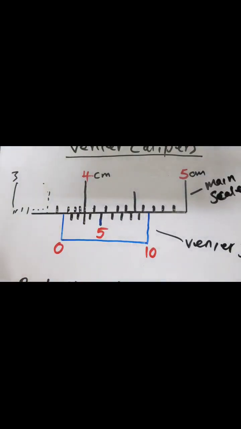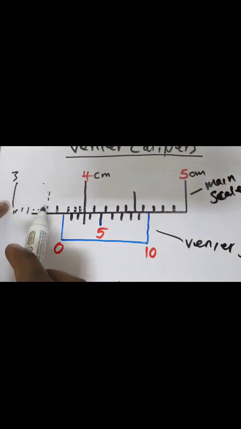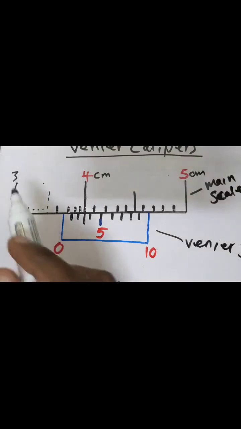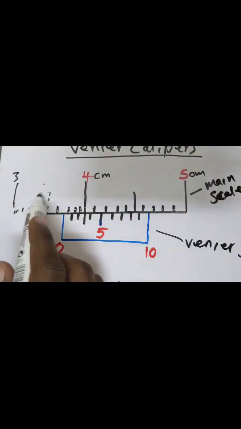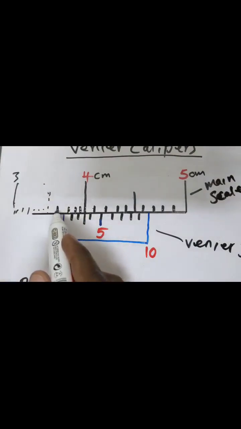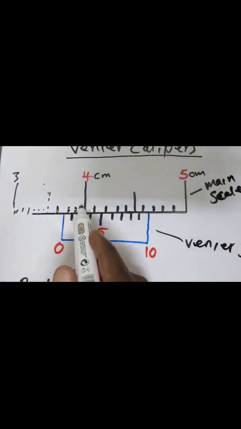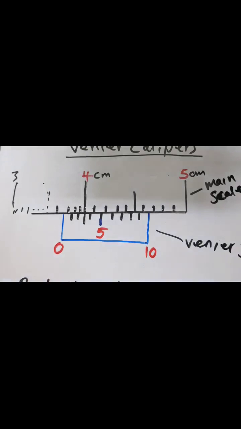So this is what you are supposed to do. You just try and do a draft, so that you know it is supposed to be like this. So here you're going to say 3, 3.5, 3.6, 3.7, 3.8, 3.9, then 4. As simple as that.